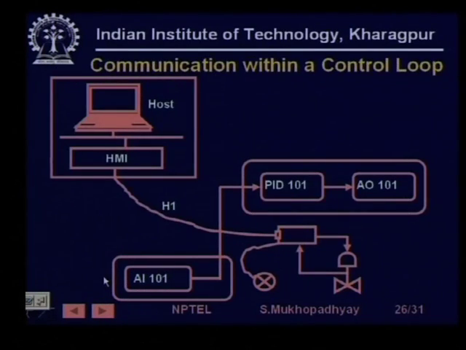So, for example, take this loop. This is a PID loop with, say, an analog input, a PID and an analog output. These are actually on different devices, they are all on the network. This is a function block representation. So, virtually this AI must communicate with PID, and then PID must communicate with AO, and they are actually physically different devices.